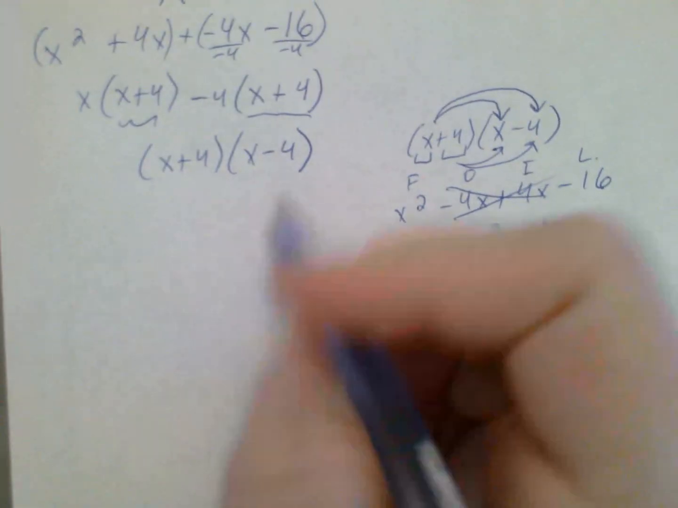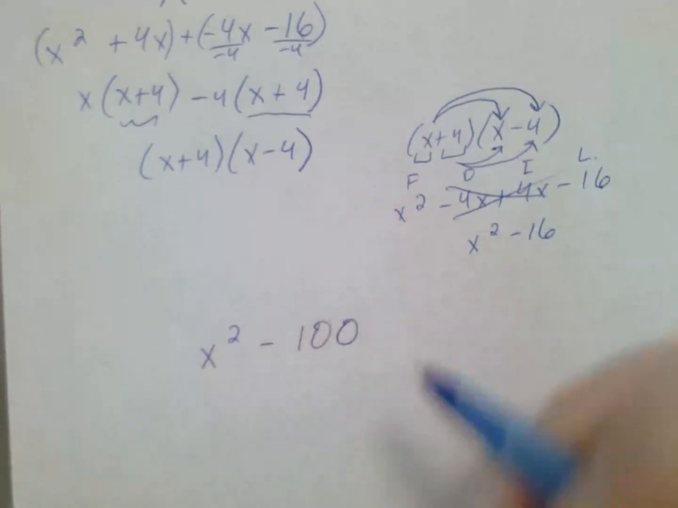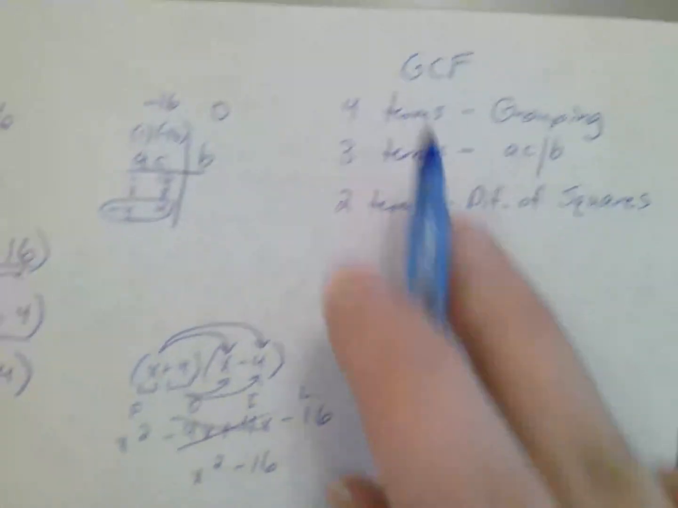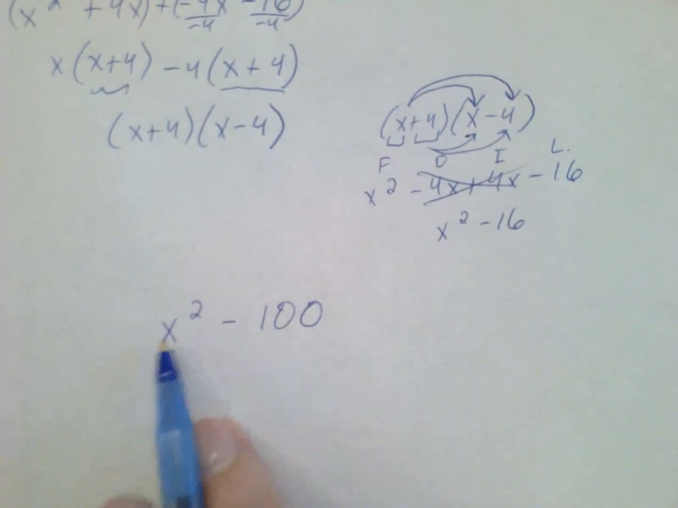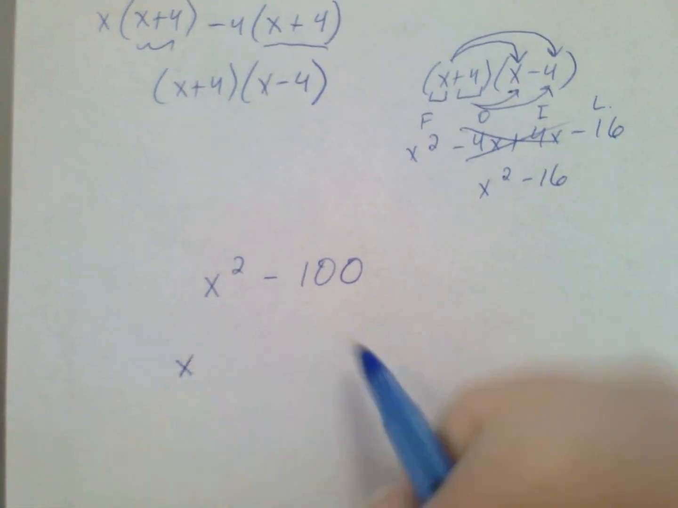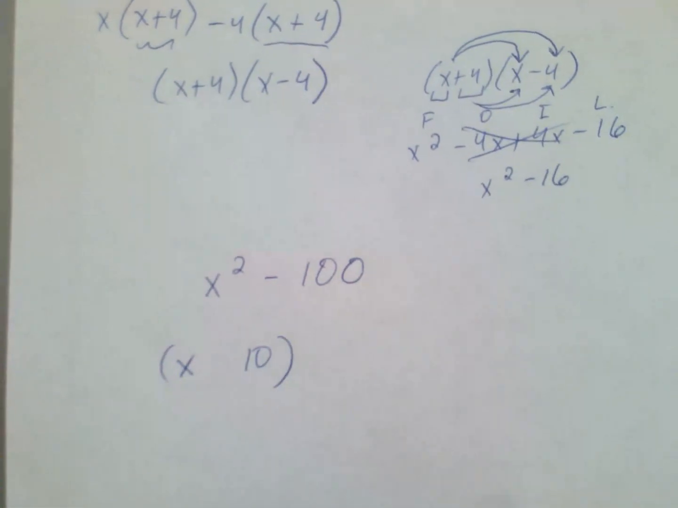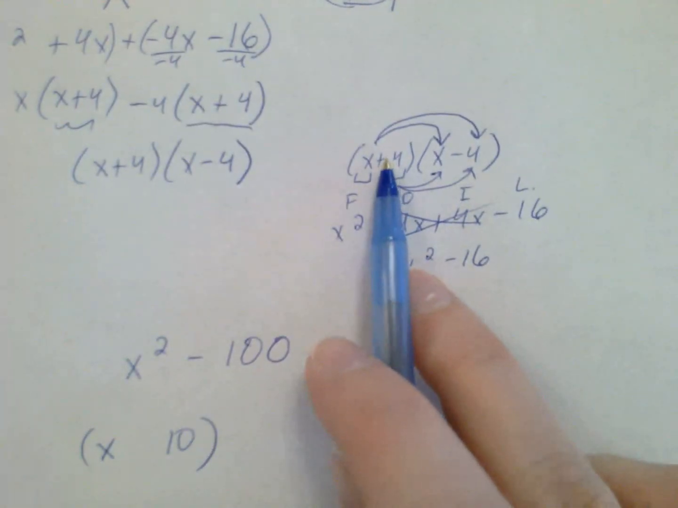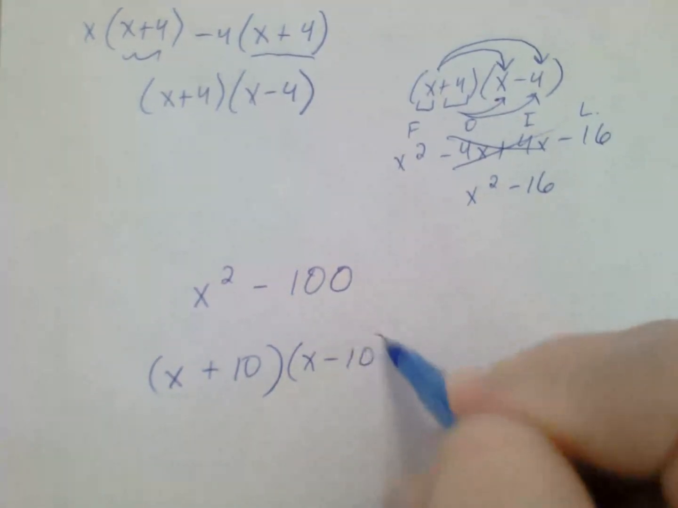So let's say I have x squared minus 100. Okay, so again, notice this is two terms. There is no GCF. We are subtracting, a difference of perfect squares. What's the number that's being squared to get x squared? Well, that's just x. What's the number being squared to get 100? That would be 10. And then you just have to make sure, again, you want one positive and one negative, so the middle terms cancel out and you're left with the negative on the end. So you need one that's positive and one that's negative.